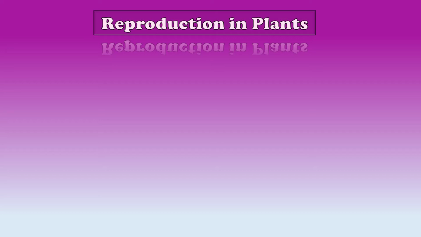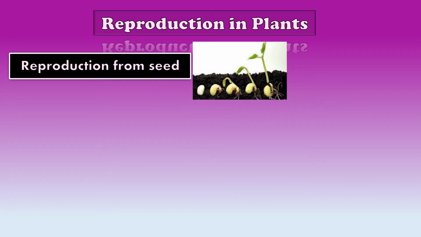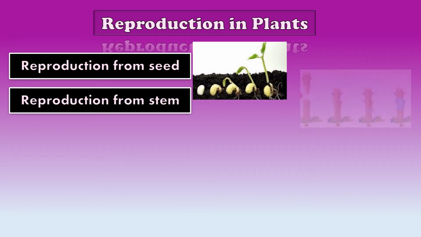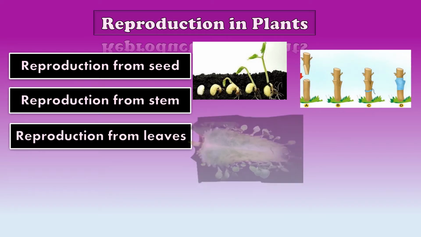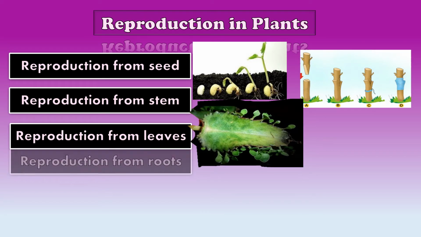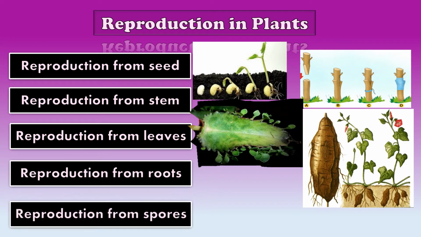Okay, so let's see what are the different ways of reproduction in plants. Reproduction from seed, reproduction from stem, reproduction from leaves, reproduction from roots, and last one, reproduction from spores.